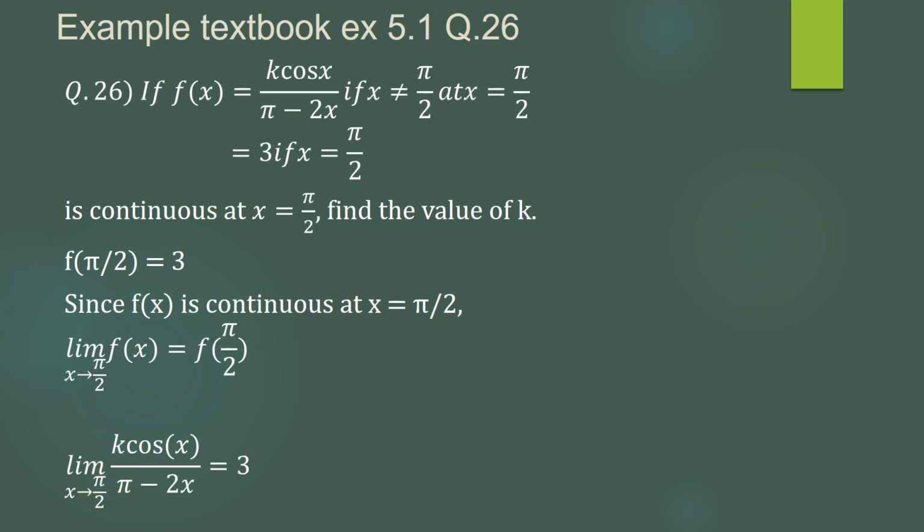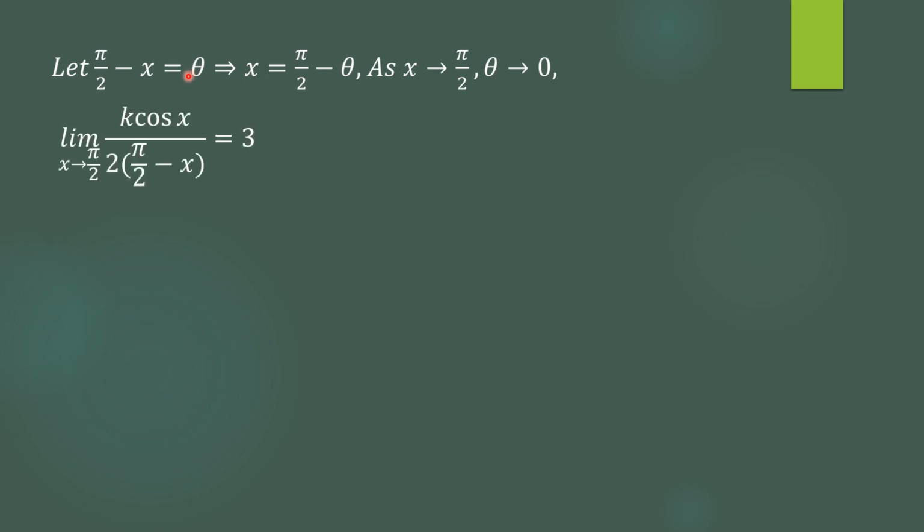To solve such questions, we have to go for a certain assumption. So we are going to assume, let pi by 2 minus x be theta. Then we will try to find the value of x. The value of x will be pi by 2 minus theta. Now as x tends to pi by 2, the value of theta will become 0. So the question will now change. The question given was limit x tends to pi by 2 of k cos x upon 2 into pi by 2 minus x equal to 3.